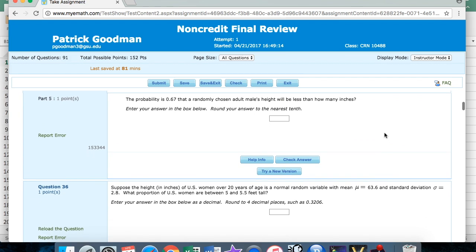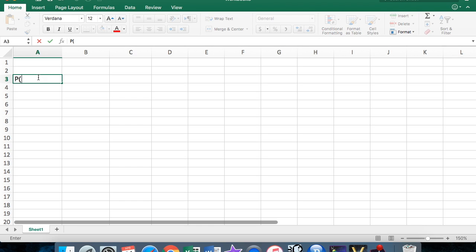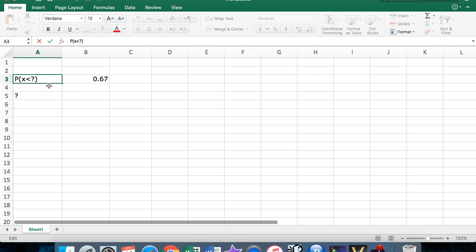Okay. Alright, oh, this is a long one. The probability is 67% that a randomly chosen adult male's height will be less than how many inches? Okay, so we want 67% to the left because it's less than, right? So 67% to the left, we have this. The probability that x is less than what? We don't know what it is, but we do know that it's equal to 0.67, right? Okay, so let's just call it A. So to find my A, this value, the area is to the left.